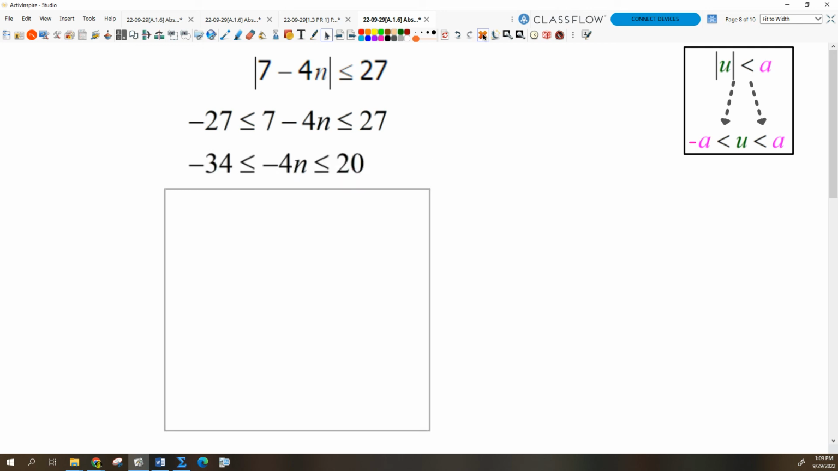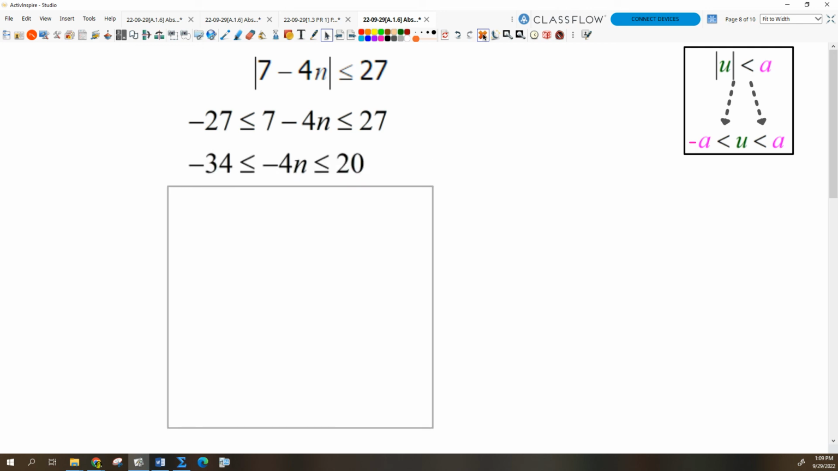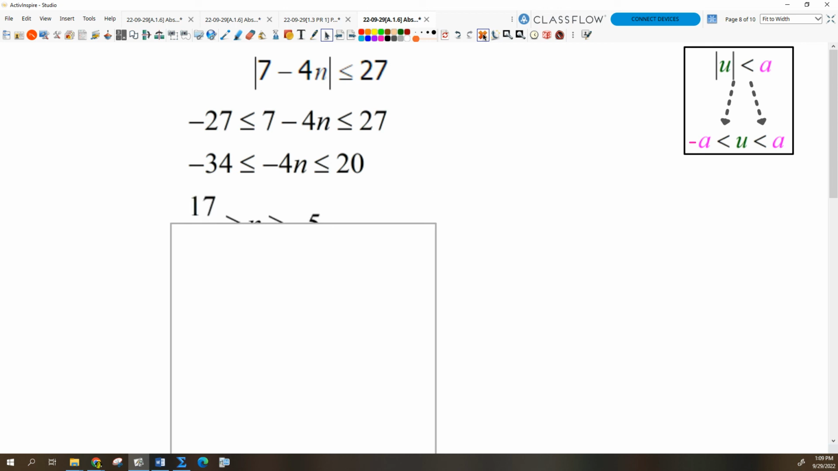If I subtract 7, I'm just going to get that, right? Subtract 7 from each part. Okay, divide by -4. What do I have to remember to do? Got to flip the signs. Negative over negative is positive, and 34 over 4 reduces to 17 over 2. The -4 goes away from the middle. 20 divided by -4 is -5.